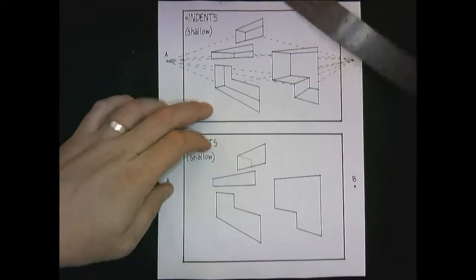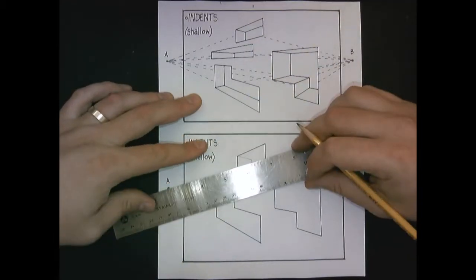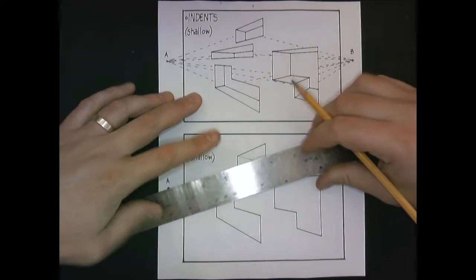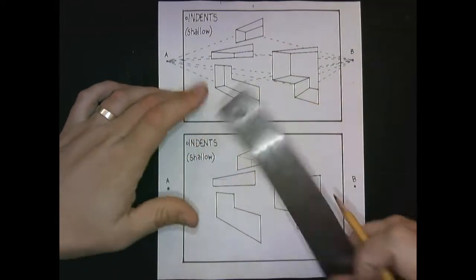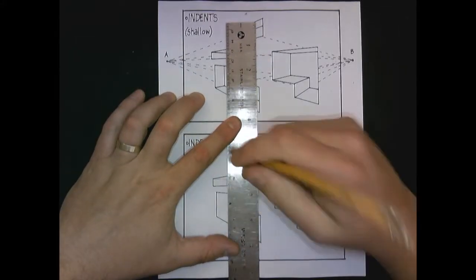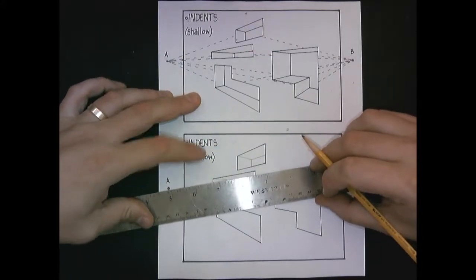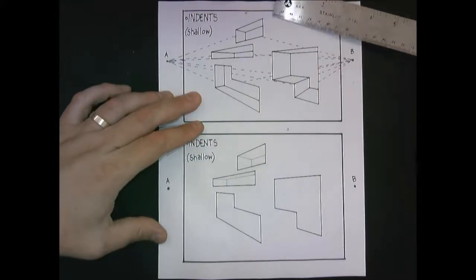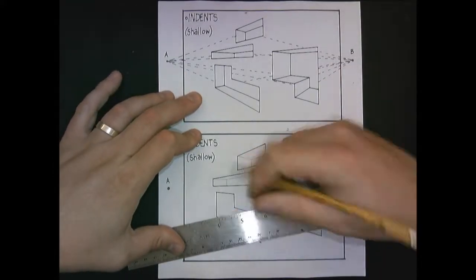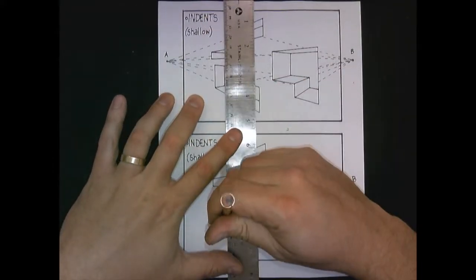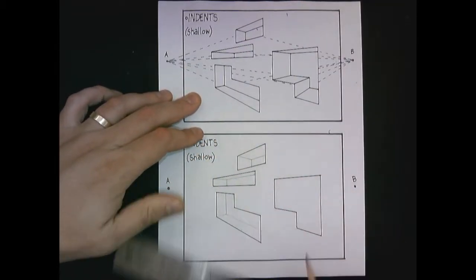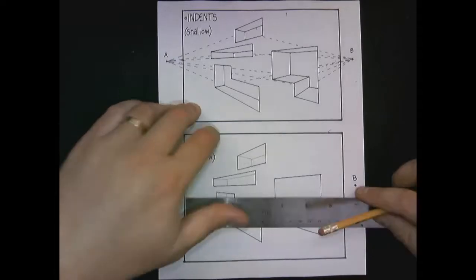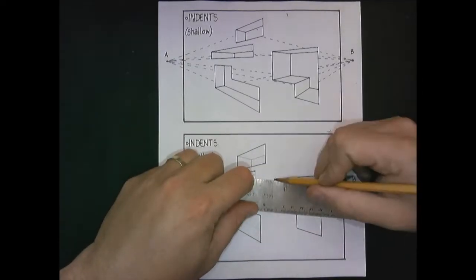Vertical line for the side wall, and then from the corner there, where the line back to B and the vertical line meet, we go back to A. So now we have a back wall within our opening. Line back to B, vertical line, side wall, back to A for the bottom, and then we have our back wall. So this is a shallow indent.